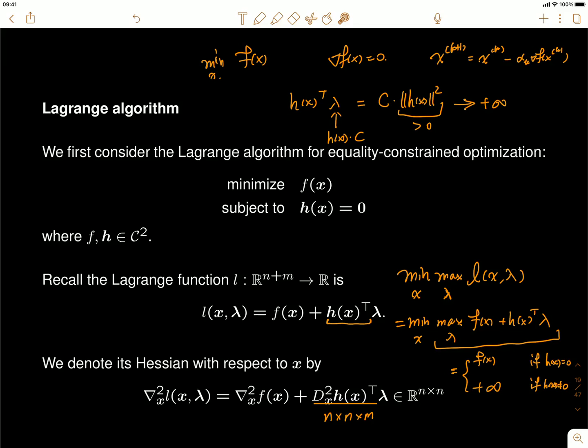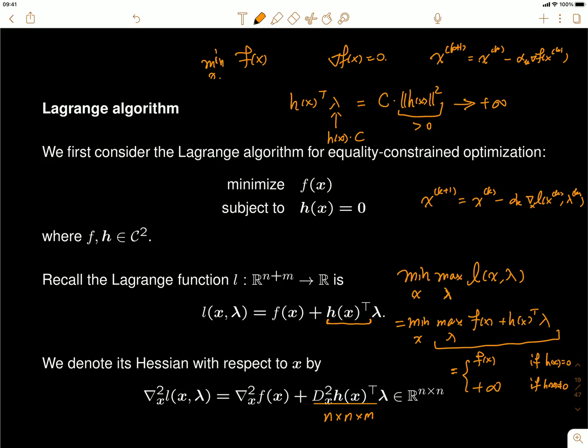Well, if that is the case, for every fixed lambda, you would like to minimize this function with respect to x, so you would do gradient descent. That is why for fixed lambda, you would do this: x k plus 1 equals x k minus alpha k times the gradient of L at x k, lambda k. For fixed lambda k, you take the gradient with respect to x, since you are trying to minimize the Lagrange function.